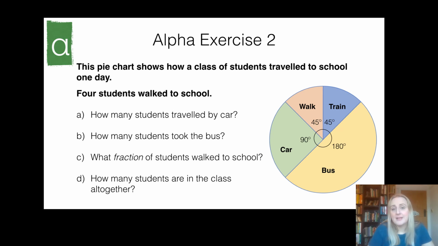And here's another one where we have angles of 180, 90, 45 and 45. So how many students walk to school? We can see that 45 degrees represents 4 students. So how many travel by car? Well, it's double. We don't need to do any measuring. We don't need protractors out. It's double the amount of students went by car. So that is 8 students.